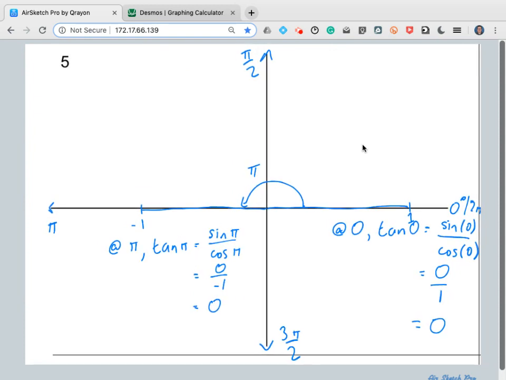So at pi on 2, when the angle from the x-axis to the unit line is pi on 2, we will have tan pi on 2 equaling sine pi on 2 over cos pi on 2. Sine pi on 2 is 1, cos pi on 2 is 0, and as you correctly said, when we divide by 0, it's undefined, okay? It doesn't exist at that point.